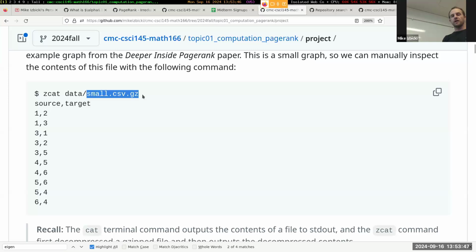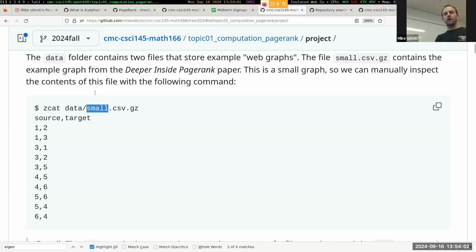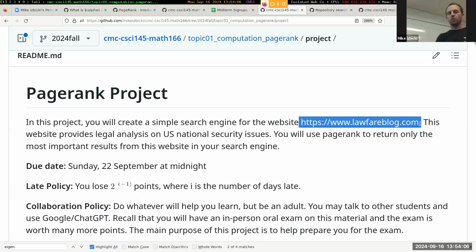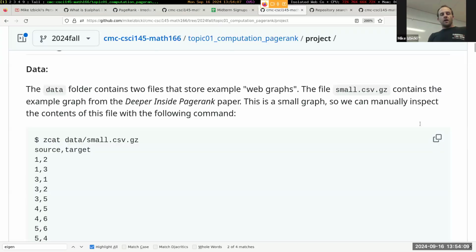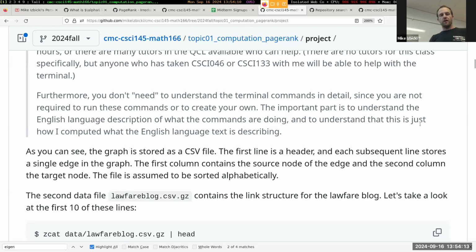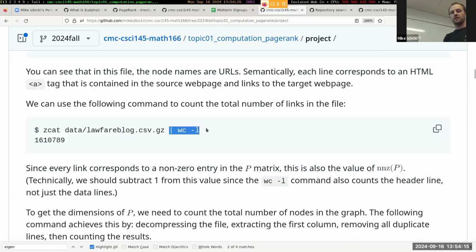This small.csv.gz is the same graph that is contained in the PageRank paper. So you'll be able to implement things, get it working on this very small graph, get very fast turnaround time on your debugging. And then once you get things working on this small file, there's another file that contains the actual data set for this blog post that you'll work on.